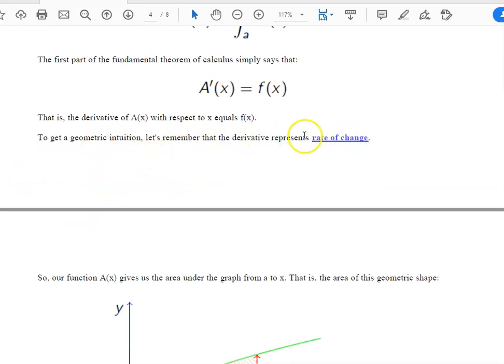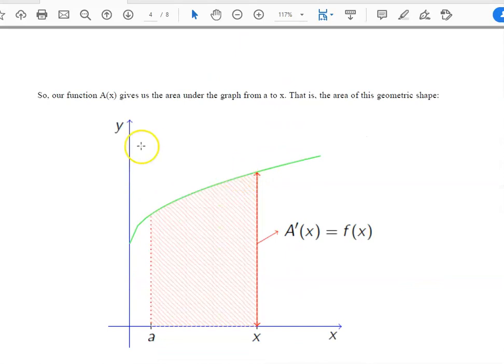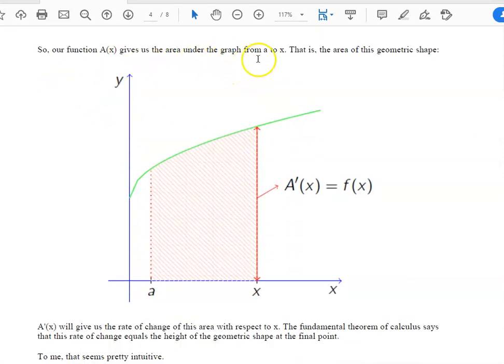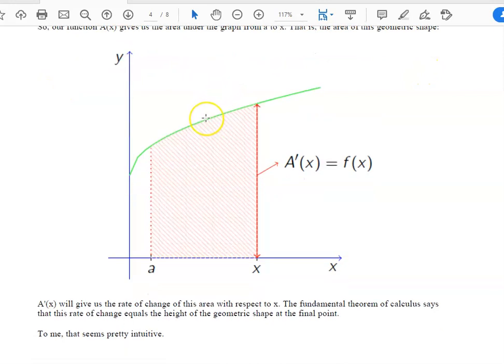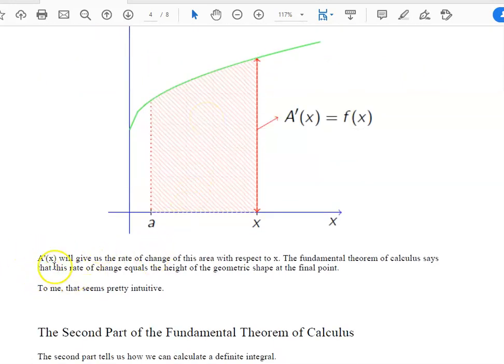Remember that the derivative is the rate of change, and therefore the rate of change of the area is this function. So our function gives us the area under the curve, this geometric shape, and A prime, the derivative of A, will give us the rate of change of this area. And it's just this height from the x-axis up to the curve itself. That's what A prime is. That's what f of x is. f of x. This rate of change equals the height is all they're saying geometrically.